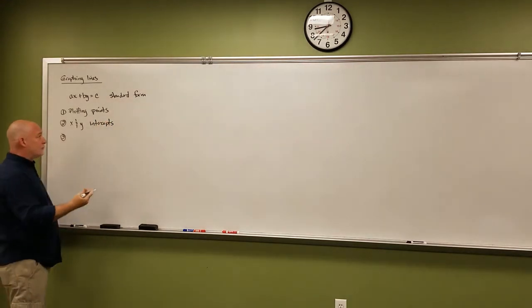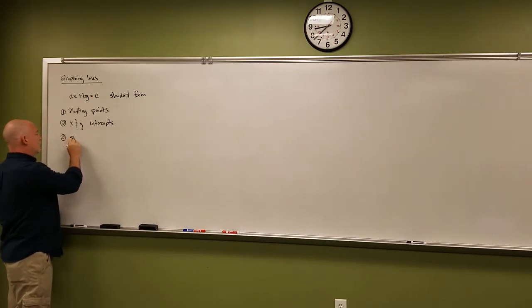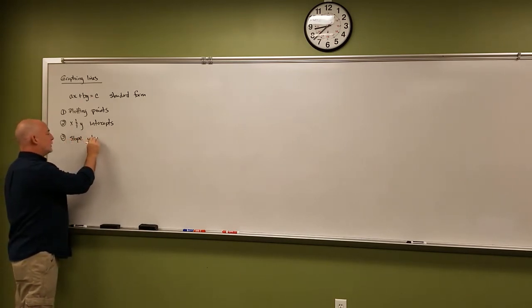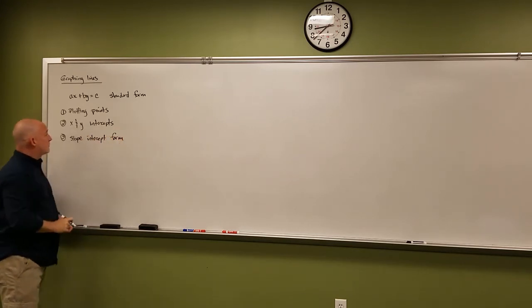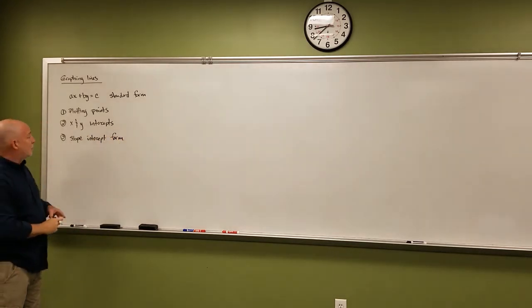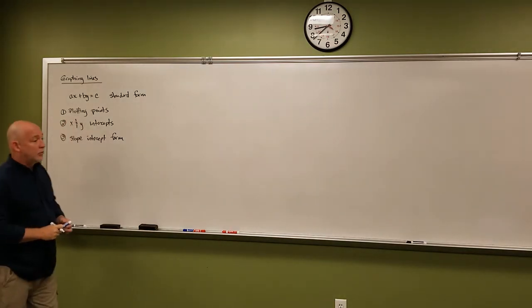And our last method, probably our most used method, and it's going to be the last one we learn, is called slope-intercept form. All right, so these are the three methods we're going to take a look at over the next couple of lectures on how to graph lines. So let's get started and take a look at plotting points.